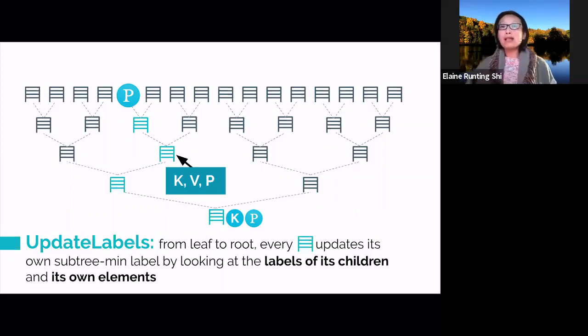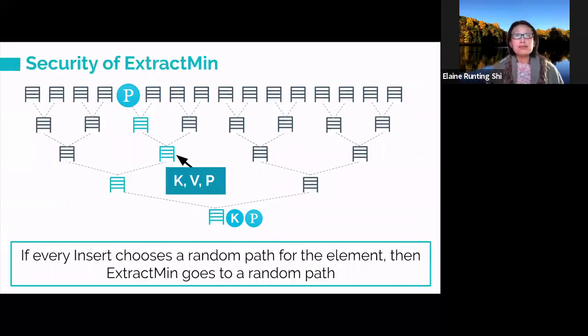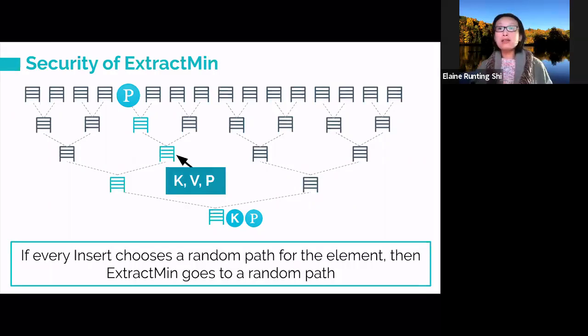This can be done by examining all elements in the leaf bucket. And then it's the parent's turn. The parent can update its label by looking at the labels of the two children and by examining all elements in its own bucket. So in this way, from root back to the leaf, every bucket will update its subtree mean label, and the entire path's labels can be updated in log n cost. So this is how we support extract mean.